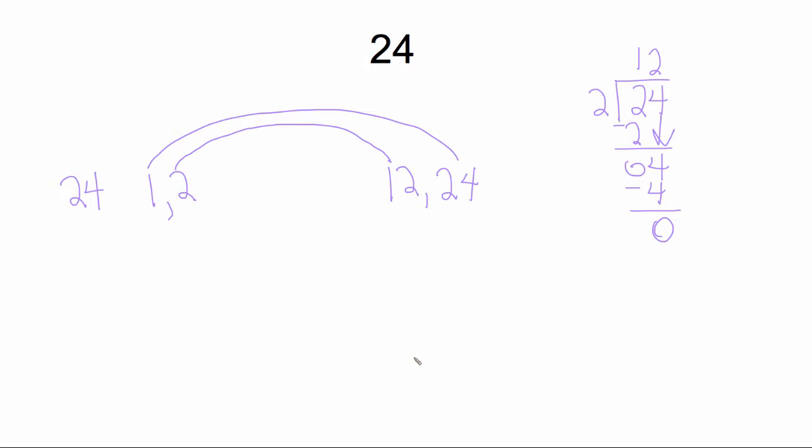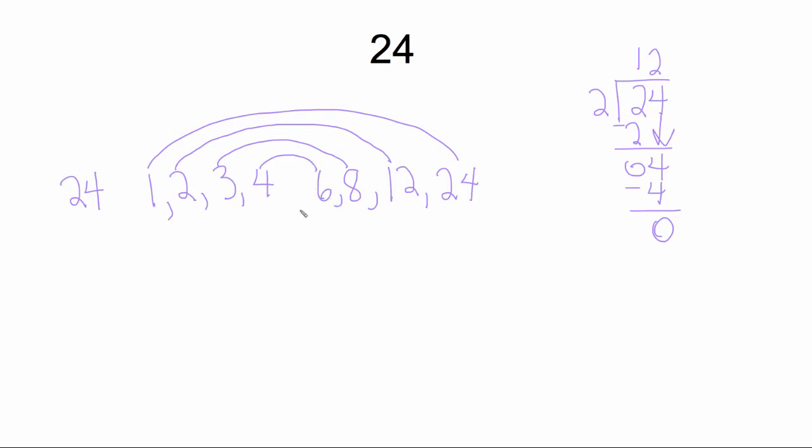So the next thing I'm going to do is keep going to 3. I know off the top of my head that 3 times 8 is 24. It's very helpful to know those multiplication facts, and this is a lot easier. Then I move on to 4. Can 4 go into 24? Well, it can.